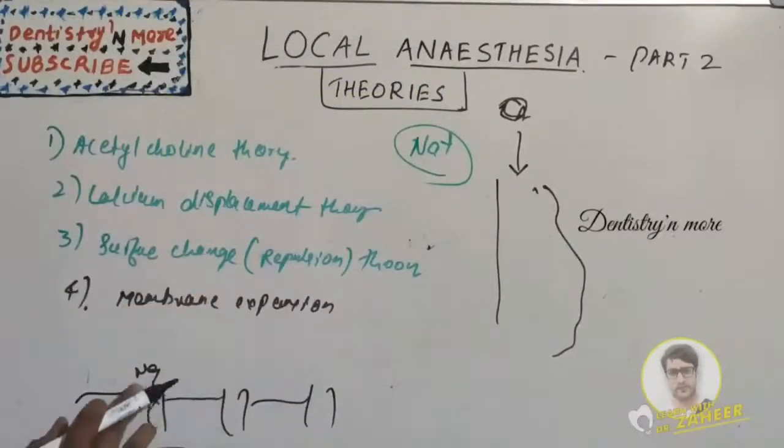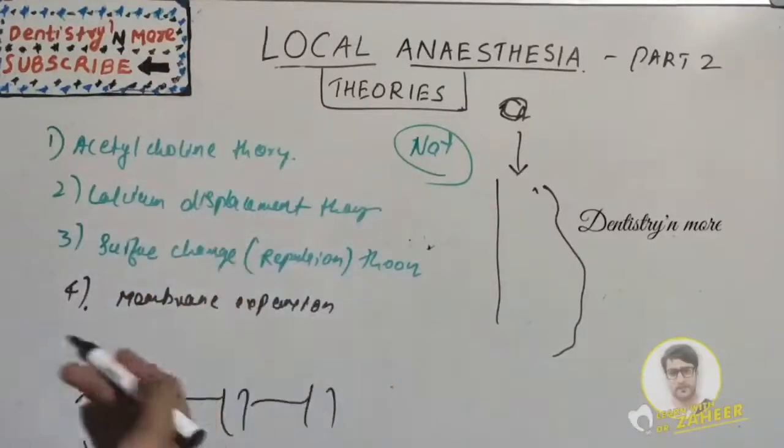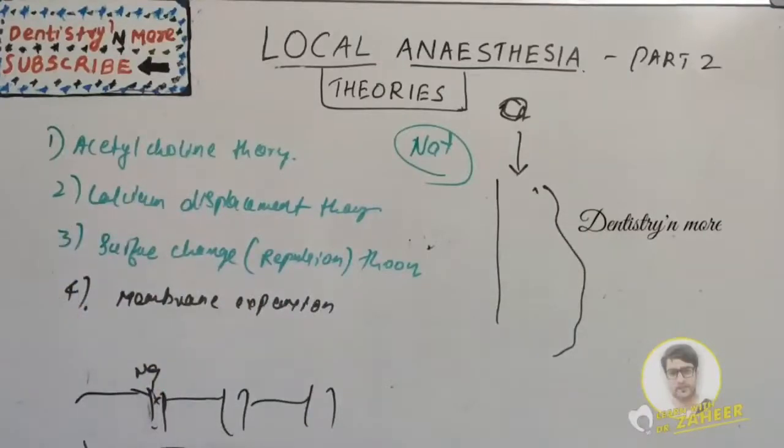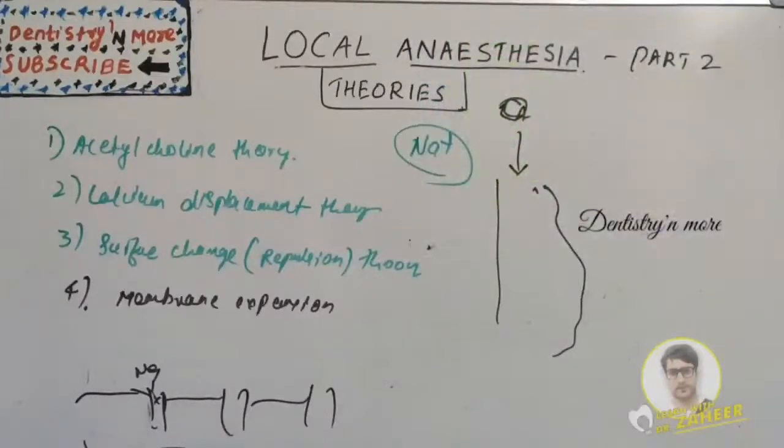So as per this membrane expansion theory, it decreases the sodium channel diameter, or it expands the membrane, preventing an increase in permeability of sodium ions. So ultimately, there will be inhibition of sodium conduction and thereby nerve excitation. The ultimate aim is to prevent the entry of sodium into the nerve membrane. That is the key thing. When sodium enters, there is depolarization. So that is the membrane expansion theory.